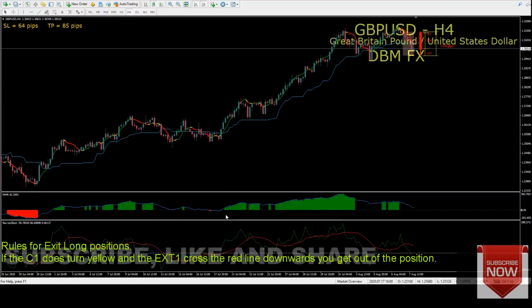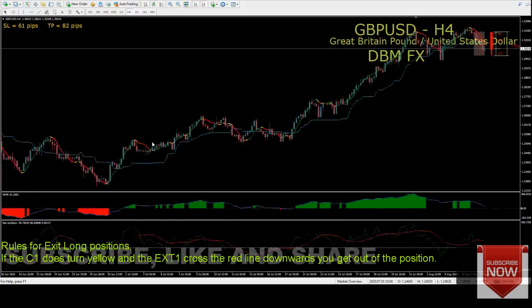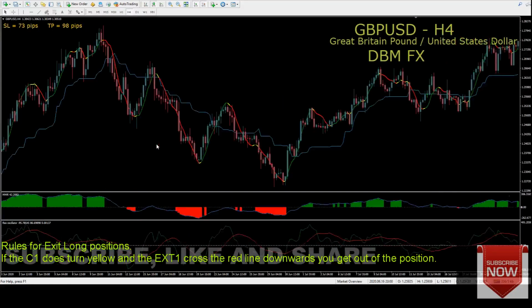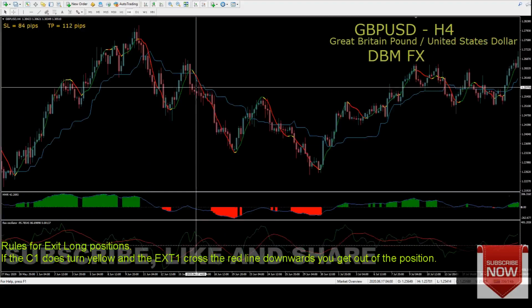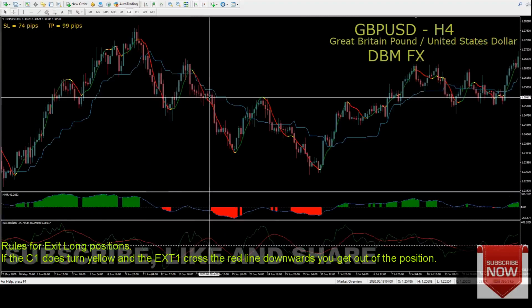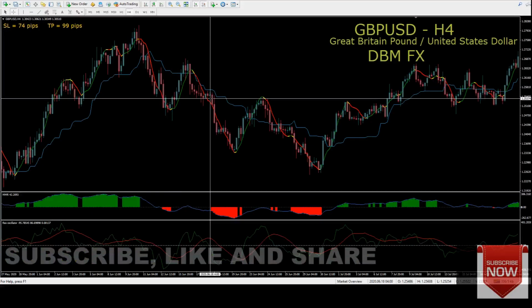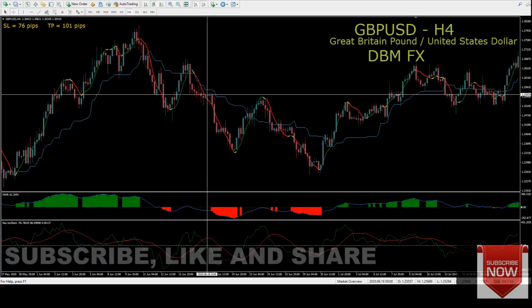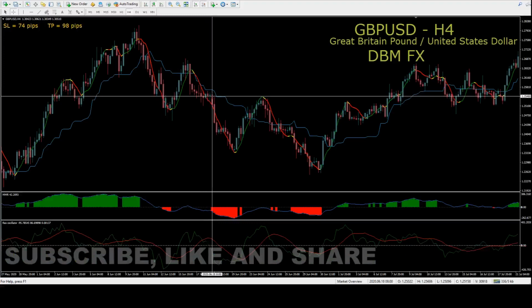Okay, and see, as soon as you are some pips in profit, you make sure you just lock in and keep them. Okay, but you make sure you have your due diligence in place. Do not trade funds that you cannot afford to lose, and be just clever with what you're doing.